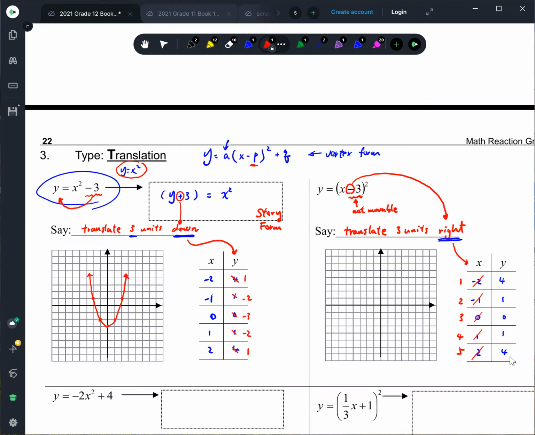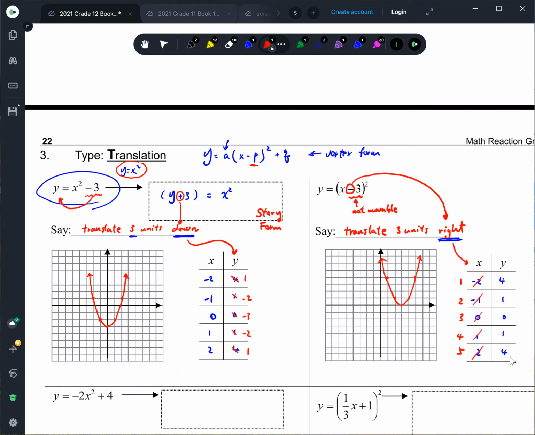So let's draw the graph. 1, 4. 1, 4 will be here. 2, 1. 3, 0, right? And then here, symmetrical. Okay, so you can see that it shifted to the right.